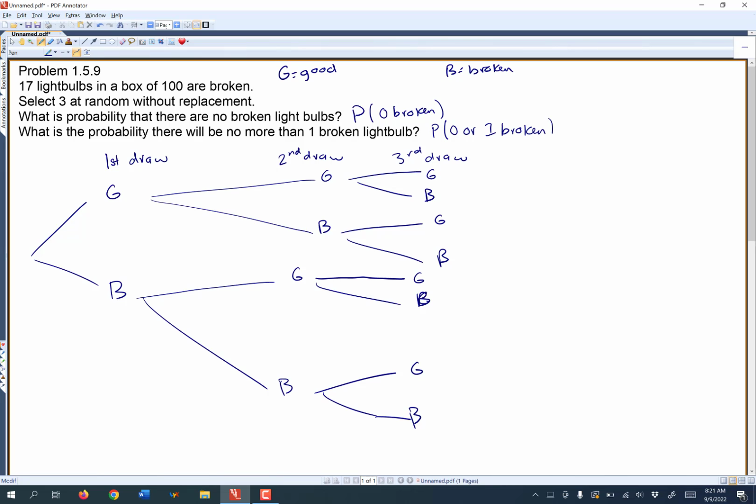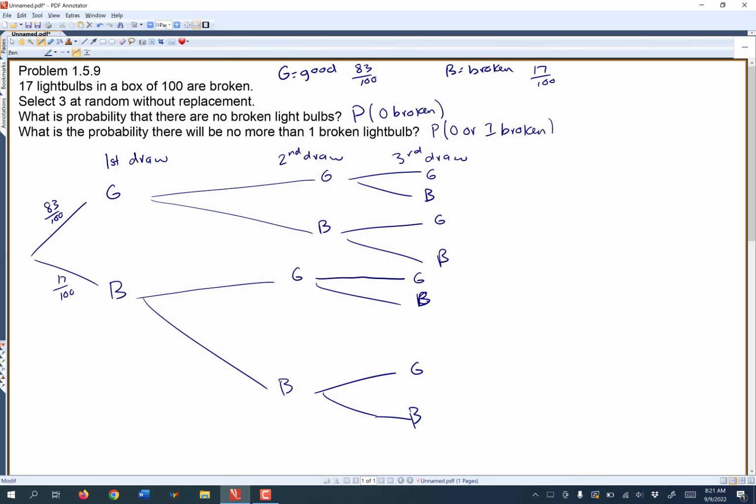Well, it tells us that 17 in a box of 100 are broken. So broken, we're going to start at 17 out of 100 as my starting value. For good, well, if there's 17 broken out of 100, I can do 1 minus that and realize that there are 83 out of 100 that are good. So for my first draw, if I want a good one, I have 83 out of 100 to choose from. For my first broken one, I would have 17 out of 100. So first draw, we're only drawing out 1 bulb. It's either 83 or 17 out of 100.